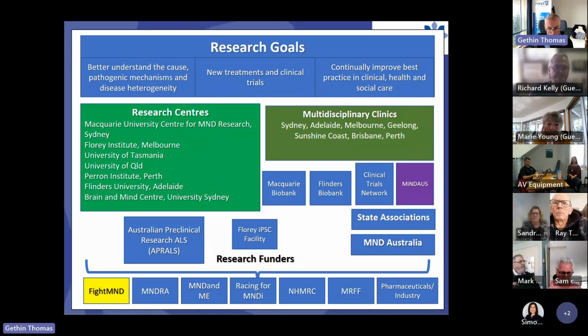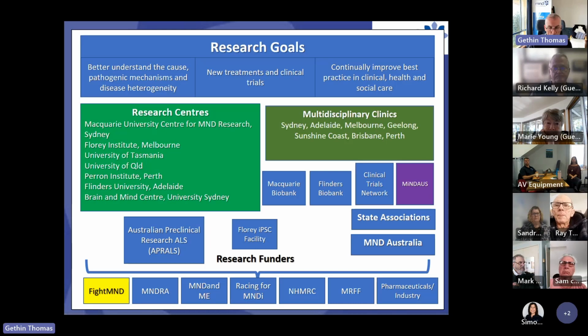So in Australia, we're very lucky. We have a very well established research ecosystem that's well supported by funding from ourselves, and more recently Fight MND have really added to the funding available and the amount of research that's going on in Australia.